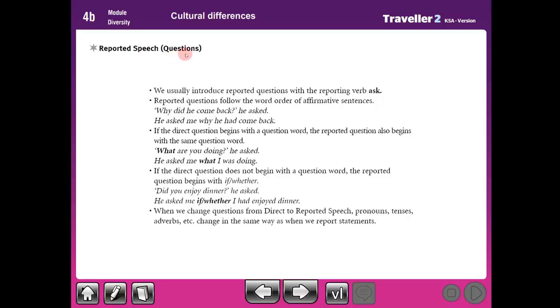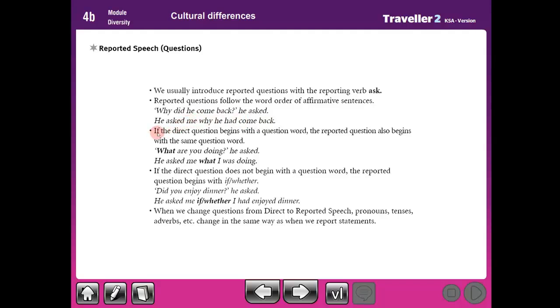Reported speech questions. Note, we usually introduce reported questions with the reporting verb ask. We use the verb ask. Reported questions follow the word order of affirmative sentences. Not a question, but we use affirmative. Why did he come back? He asked it. Direct. Reported, he asked me why he had come back. He had come back is affirmative.